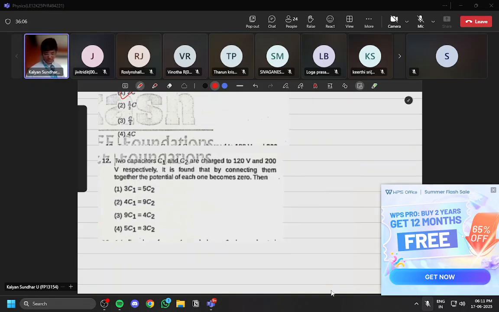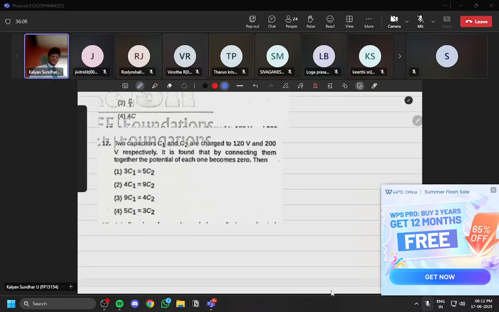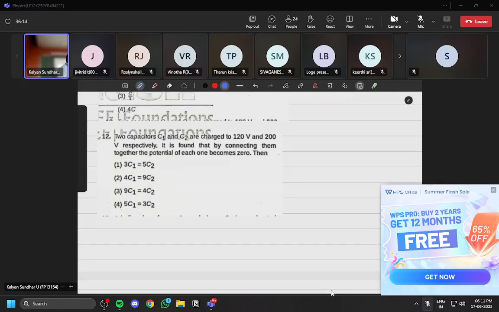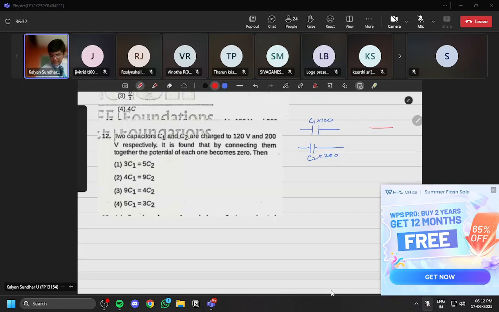This one, C1 and C2, two different capacitors, have been charged to different potentials, right? One is 120, the other one is 200. It is found that by connecting them, the combined common potential becomes zero. So initially this was having C1 into 120 and separately C2 into 200, right? Now we combine both of them, and the common potential is becoming zero. Correct? Overall it becomes zero.